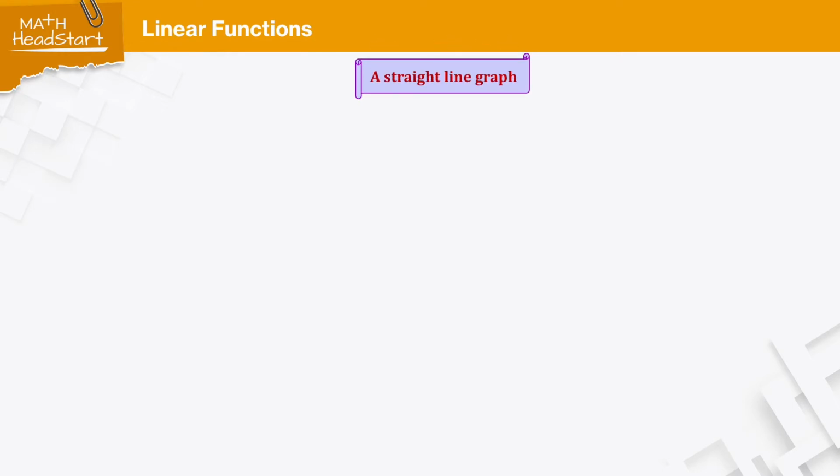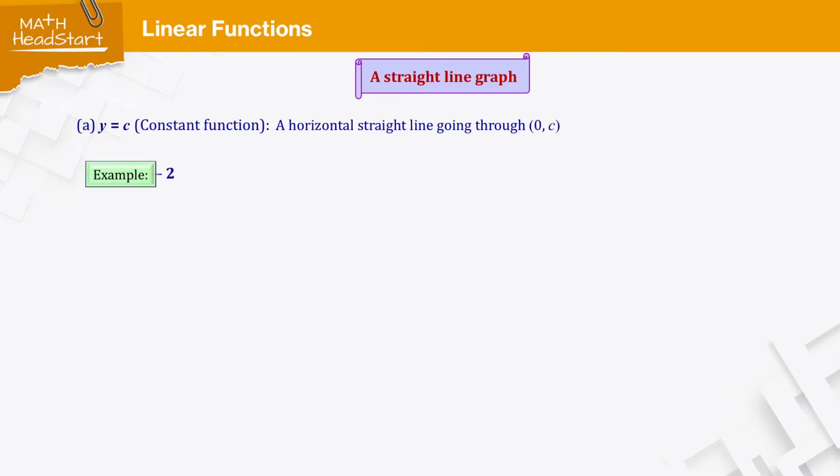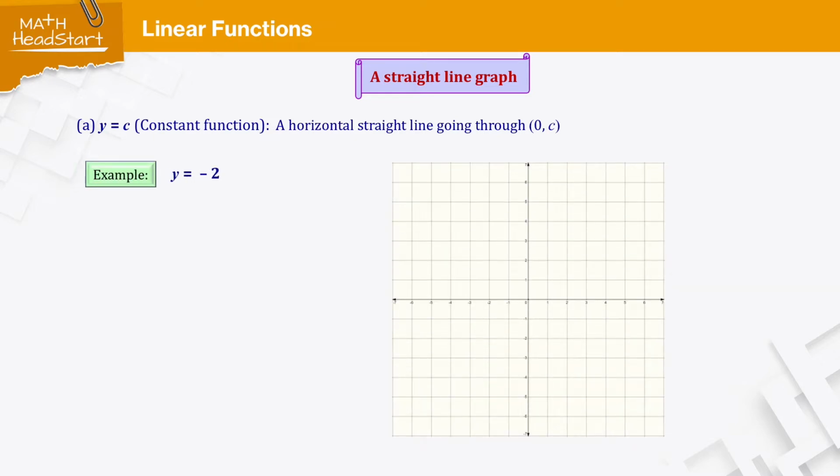For the first case, y equals c, where c is any real number, it is called a constant function. Its graph is a horizontal straight line parallel to the x-axis going through the y equals c value. For example, with y equals negative 2, it should be going through y equals negative 2 and looks like a horizontal line.